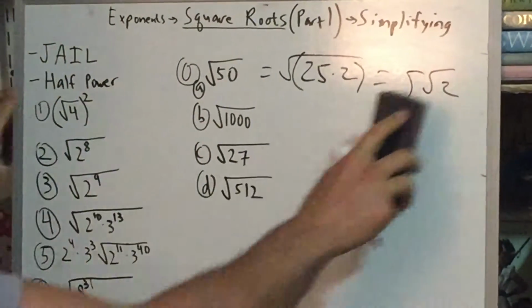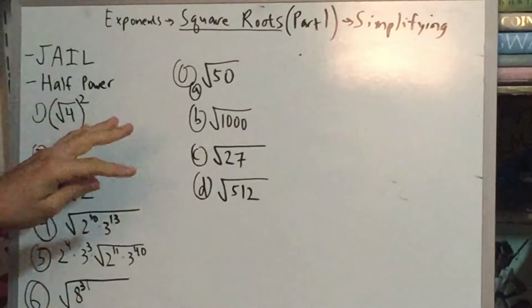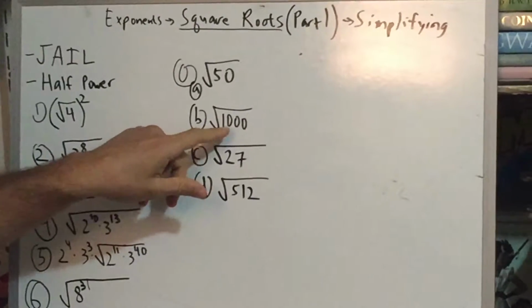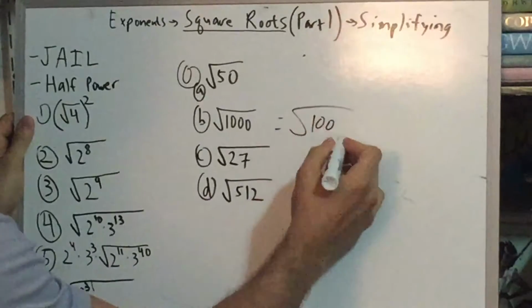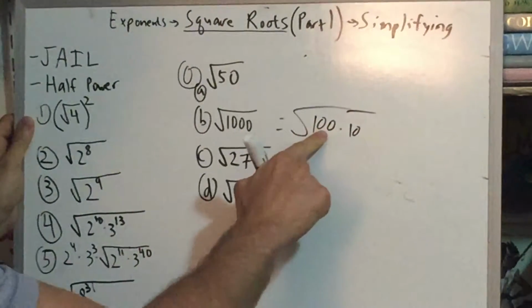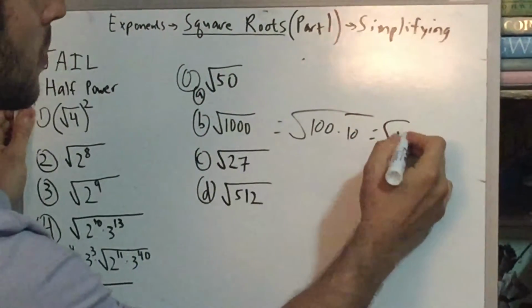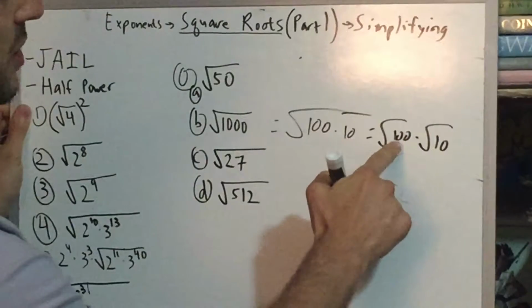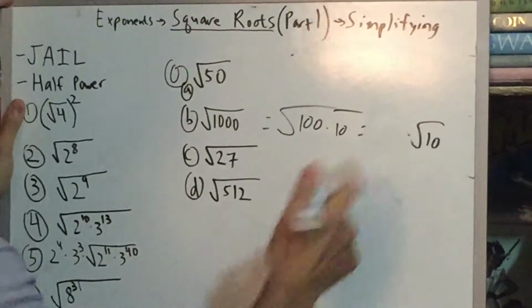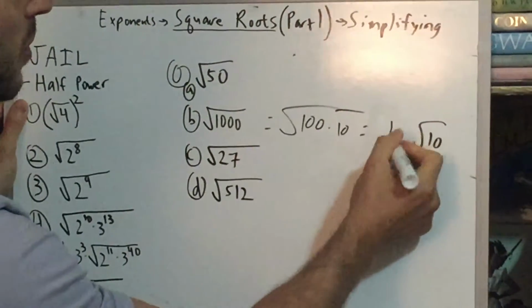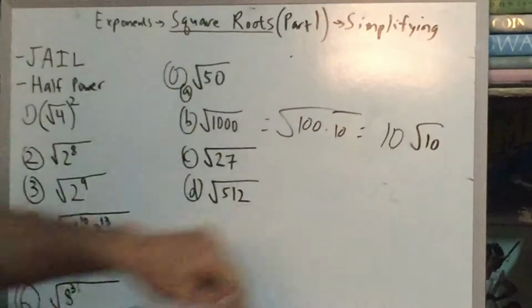So let's go to 1,000. For 1,000, you can do the prime factorization tree, or you could see what's the largest perfect square that fits into 1,000, and maybe a lot of you see that it's 100 times 10. So the 100 is a perfect square, so you can split this into 2 square roots, and the square root of 100 is 10. So your final answer would be 10 times the square root of 10, or it's also read as 10 root 10. That's the short way of saying it, 10 root 10.